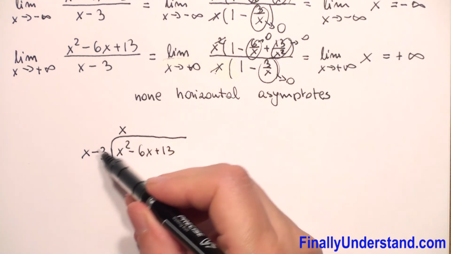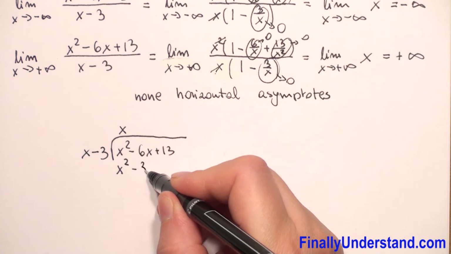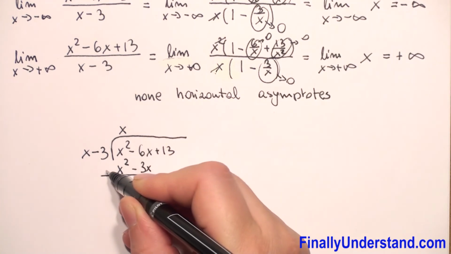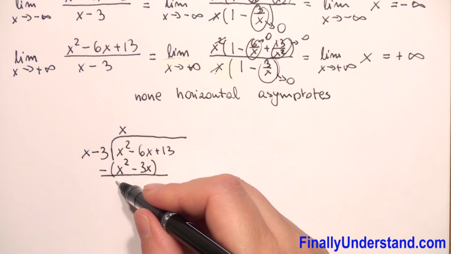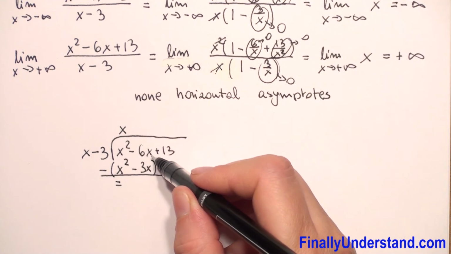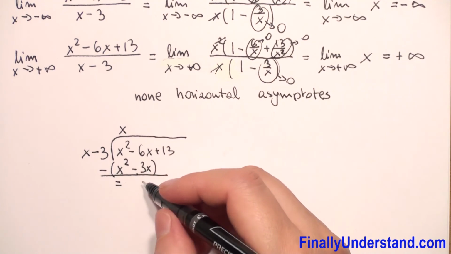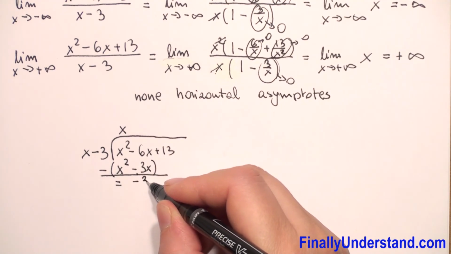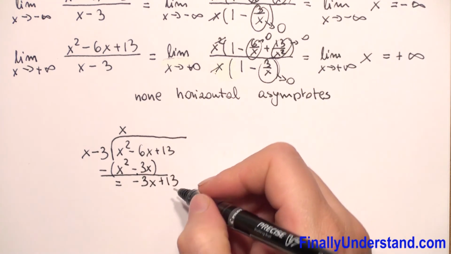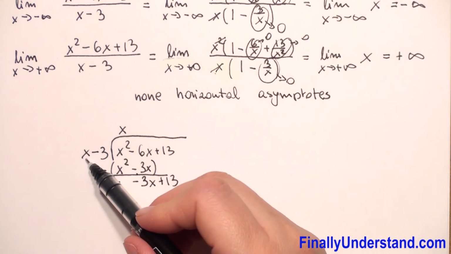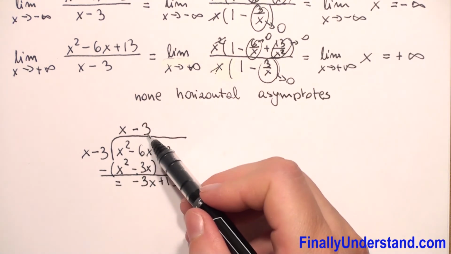Now we have to multiply x times x is x squared. x times negative 3 is negative 3x. We have to do subtraction. So we have x squared minus x squared is 0. Negative 6x, negative and negative give us positive, so negative 6x plus 3x is negative 3x, and we have to take down positive 13. Now we have to divide negative 3x by x, so we have negative 3.